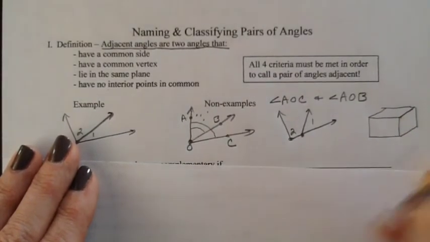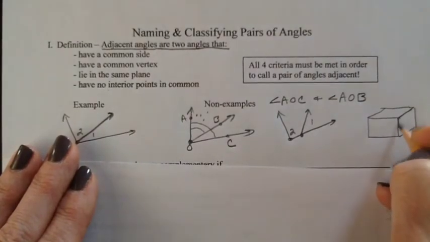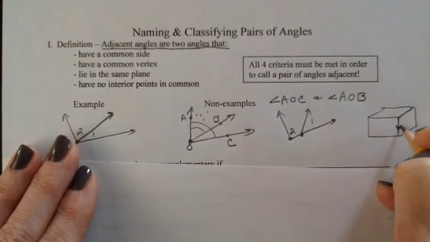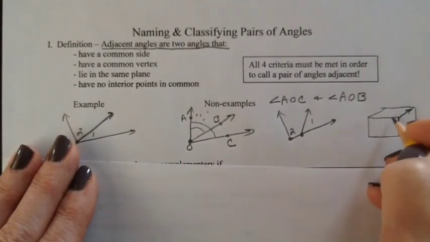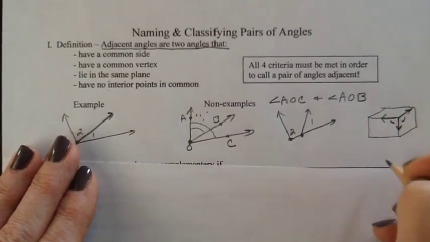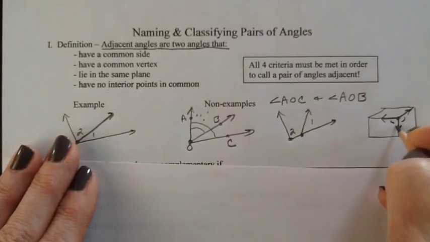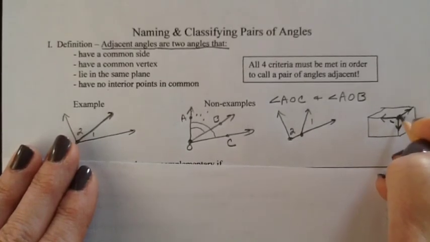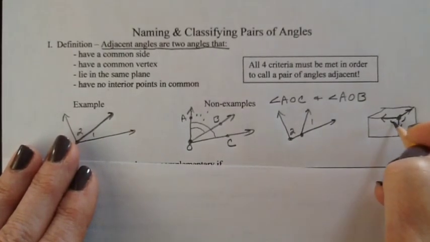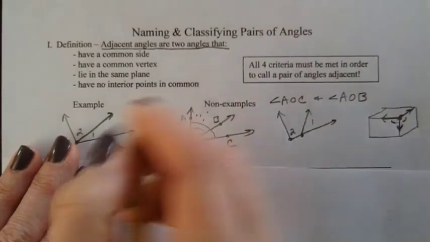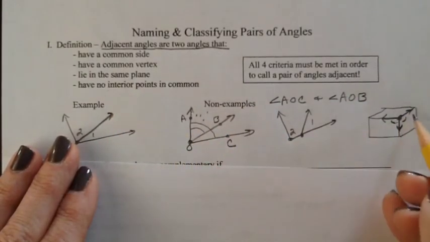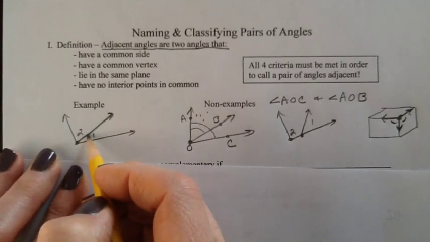Imagine if I had a rectangular prism here, and I looked at this angle here, and this angle here. They have a common side right there. That's the common side. They have a common vertex. They don't share any points in common, but they are not in the same plane. So these are non-examples. This is our example, okay?